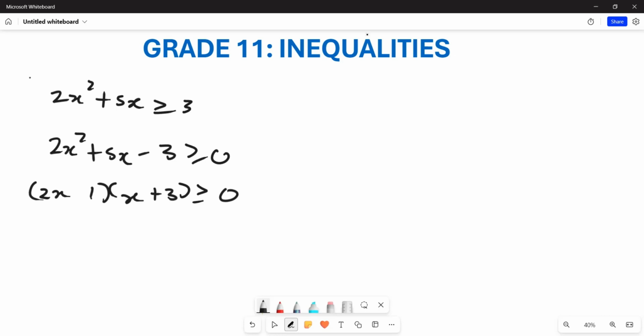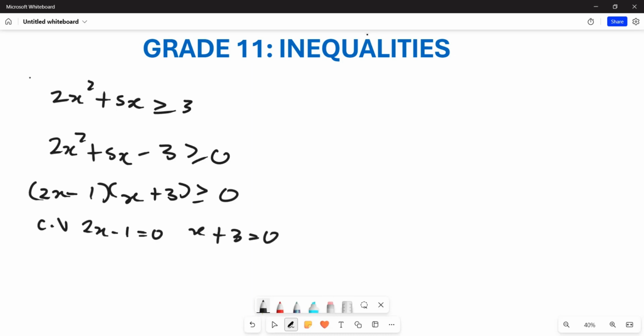So which means this must be positive and this must be negative. Okay. And now from here, what else are you then going to do? Now we are going to say, what are going to be your critical values of x? You get the critical values of x when you say 2x subtract 1 is equal to 0, or when you say x plus 3 is equal to 0.